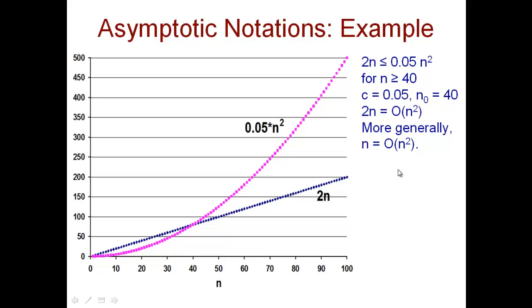Now, how do you decide when to use a big O notation? The rule for using big O notation is that the degree of the function on the left hand side should be less than or equal to the degree of the function on the right hand side. That is how you decide when to use a big O notation.